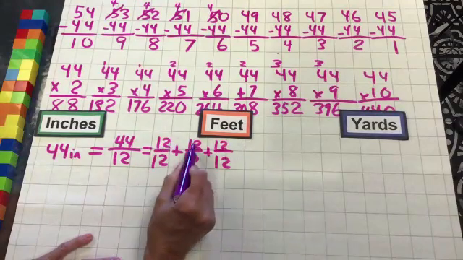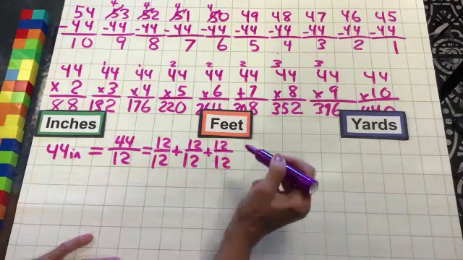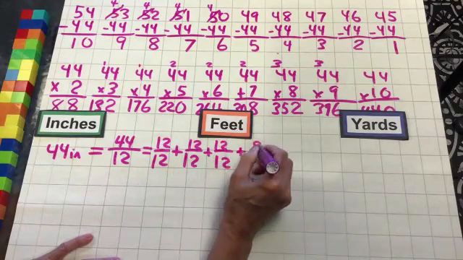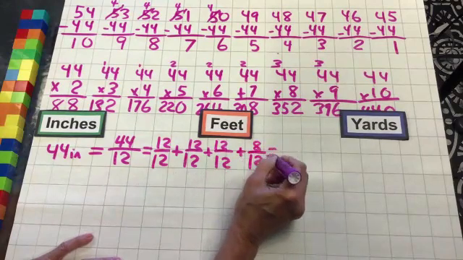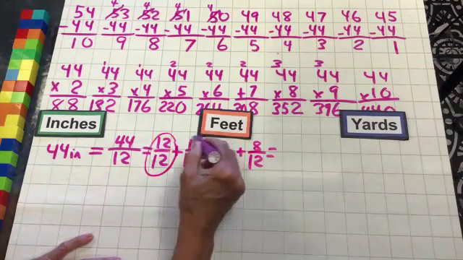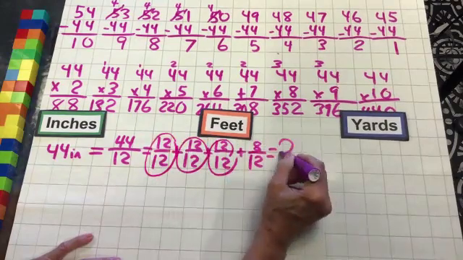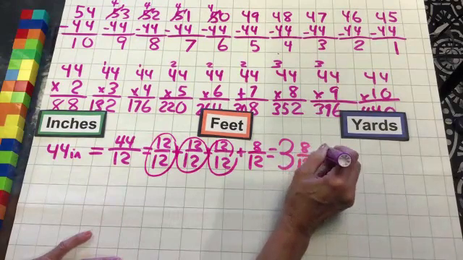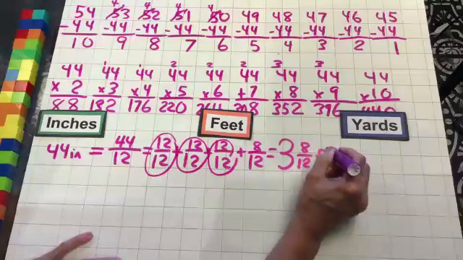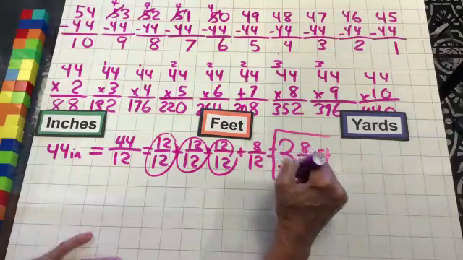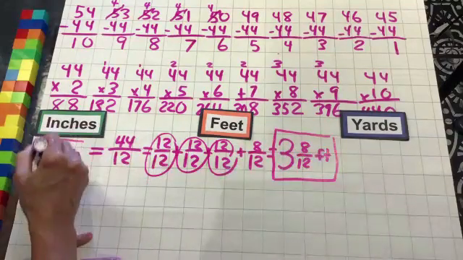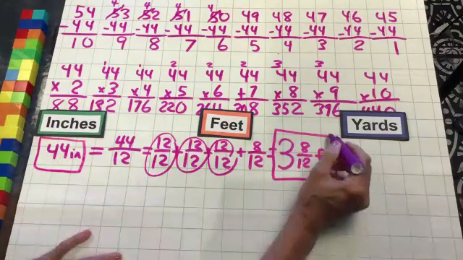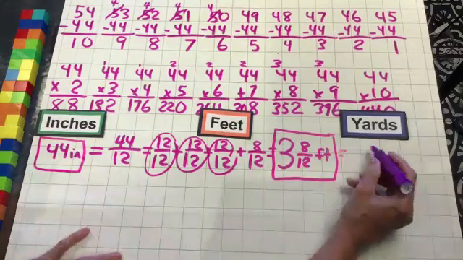So this is 12, 24, 36. And our next one would be 8 over 12. So we have 1, 2, 3 whole feet and 8 twelfths of a foot. So we have 3 and 8 twelfths feet. So that is equal to 44 inches. All right, let's go into our yards.